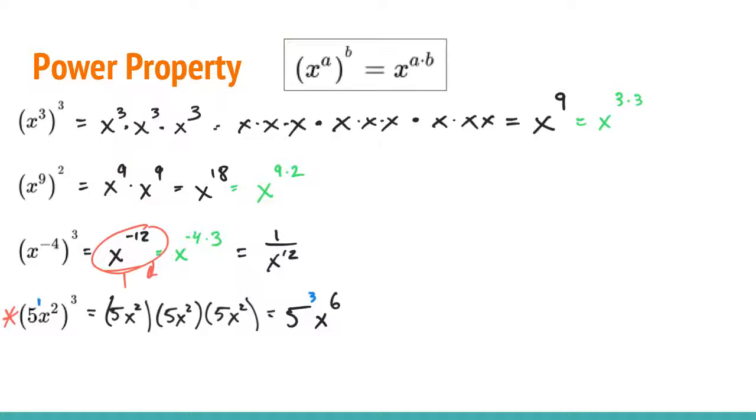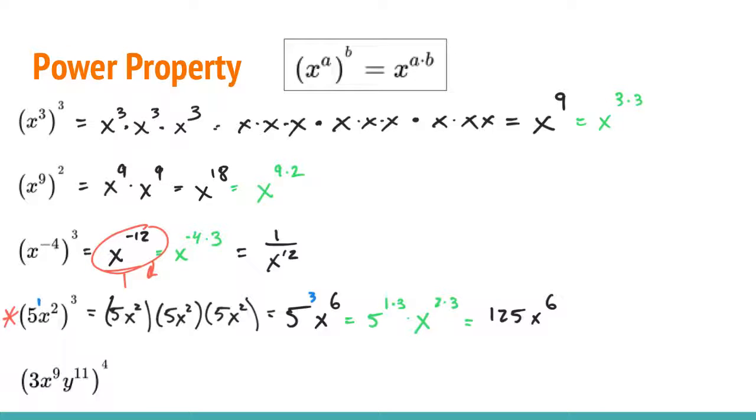If you wanted to see how this worked with our property, you would write this as 5 to the 1 times 3 times x to the 2 times 3, which is how you end up with that 5 to the third here. Again, it's a place many students make mistakes because they try to do 5 times 3 and write 15 here, but it's really 5 to the third, which you would want to finish as 125 x to the 6th.